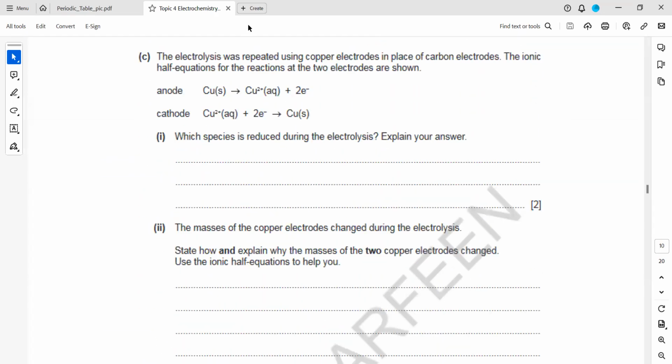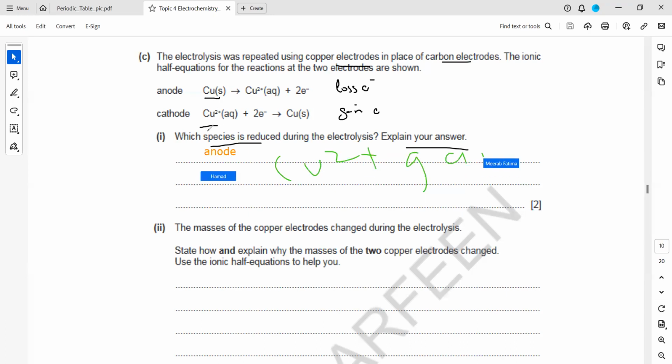The electrolysis was repeated using a copper electrode in place of a carbon electrode, and the ionic half equations are shown. Which species is reduced during electrolysis and why? This one is a loss of electrons. This one is a gain of electrons. So which species is reduced? Is it the copper atom or the copper ion? The copper 2+ ion.